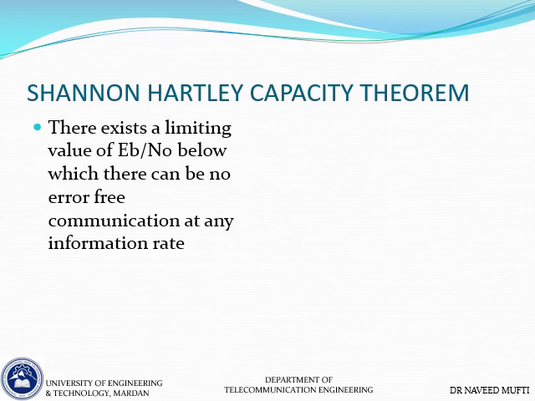We come to the point where we have to realize that there exists a limiting value of EB by N naught below which there can be no error-free communication at any information rate. There is a minimum value of EB by N naught below which no error-free communication is possible no matter how low the information rate is. To find that value, we use this limiting expression, this series expansion: limit x tends to 0, (1 plus x) raised to power 1 over x is equal to e. Using this, we can calculate the limiting value of EB by N naught as follows.